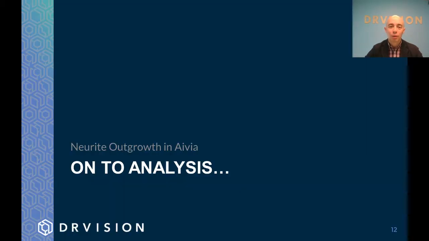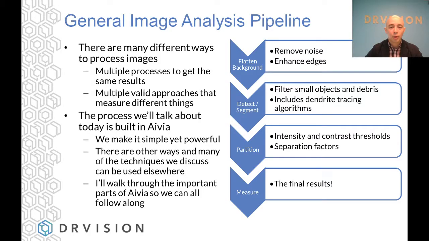So now on to the part that I'm sure you all wanted to come for, the analysis section. So in this process, we have a general image analysis pipeline. There are so many different ways to process images. There are multiple processes that can get you to the exact same result, and there are even multiple valid approaches that will measure different things but get you the analysis or kinds of results that you're looking for.